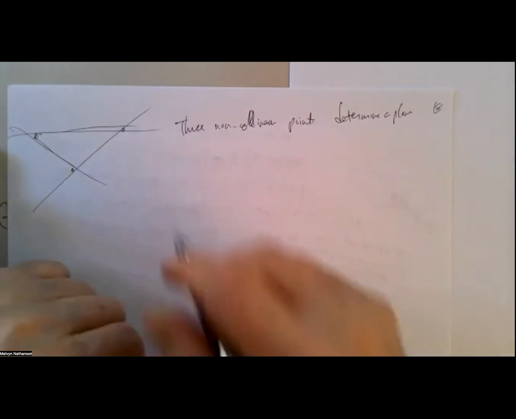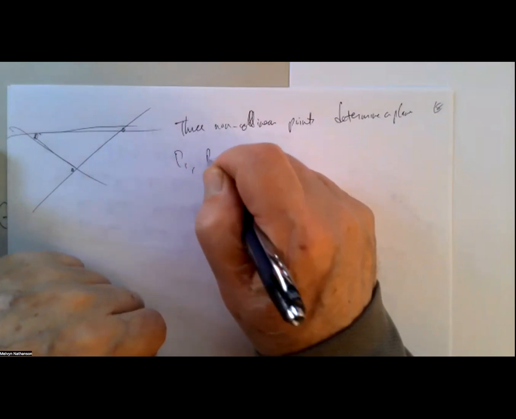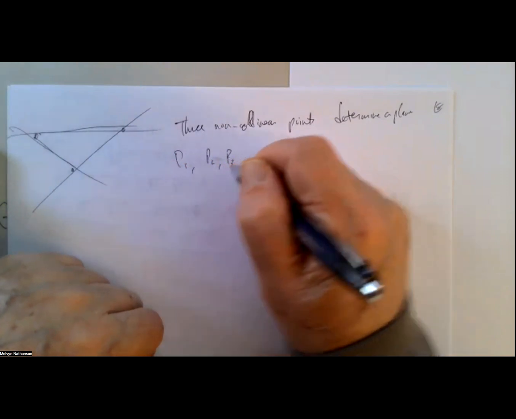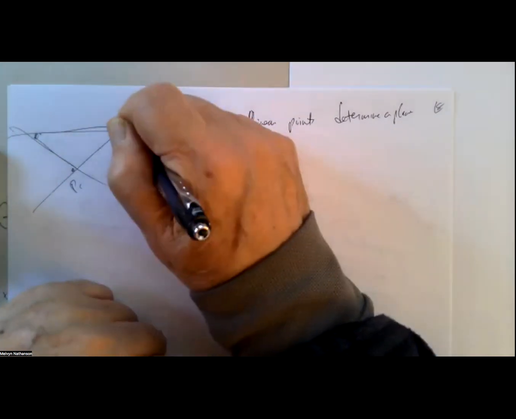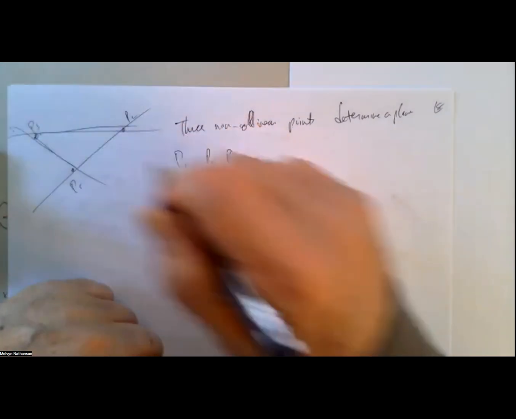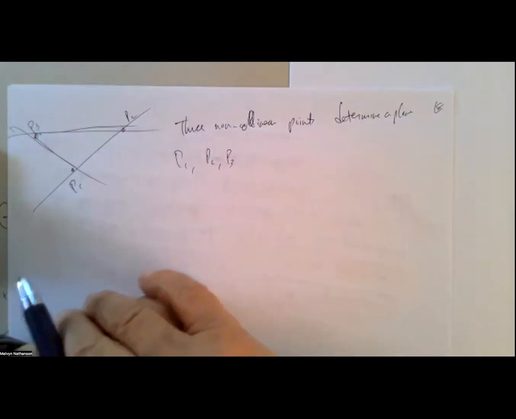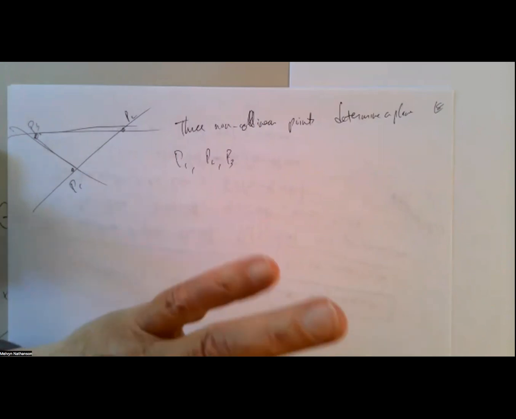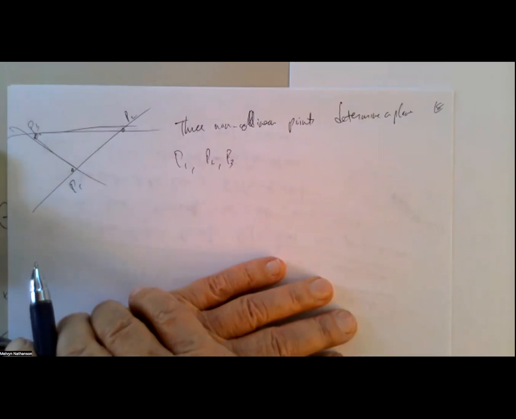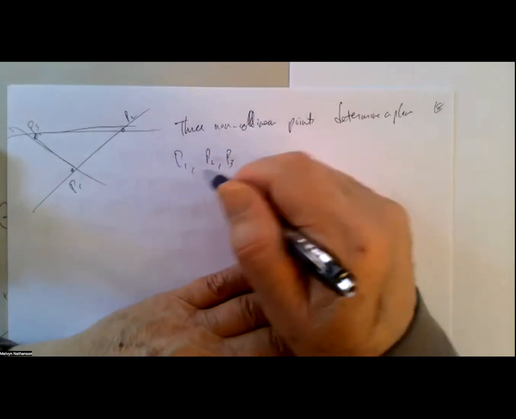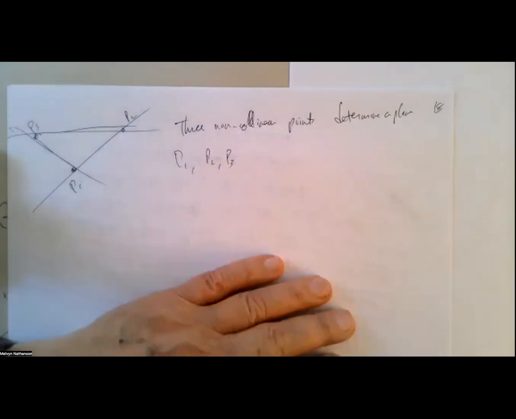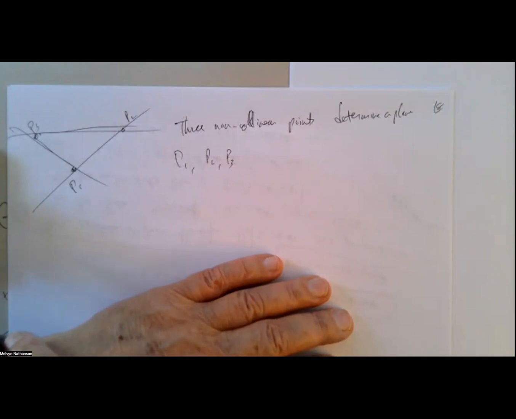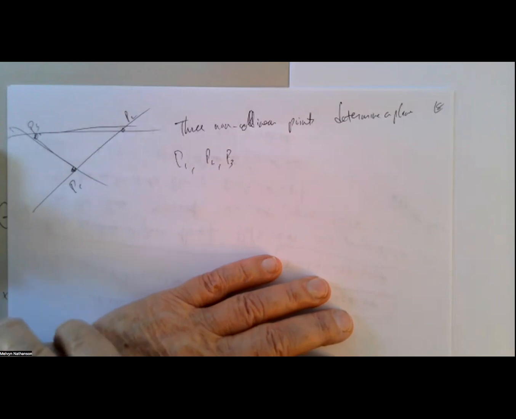How do they do that? Well, suppose you have points P1, P2, and P3. What do we need to define a plane? We need 1 point on the plane and a normal vector, a perpendicular vector. So I can choose any one of these 3 points as my point on the plane that I'm going to use in the construction of the equation of the plane.